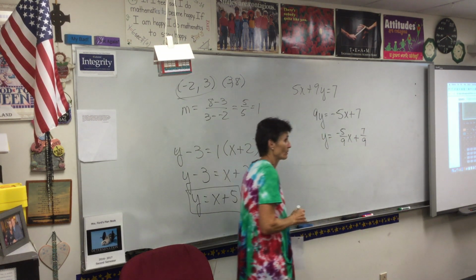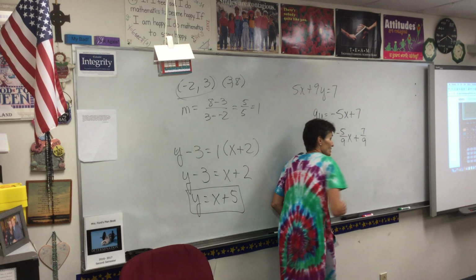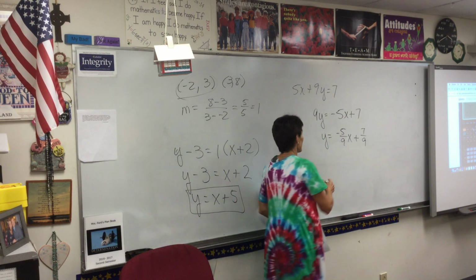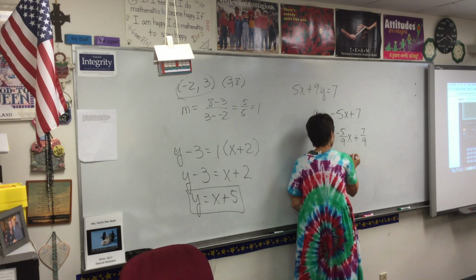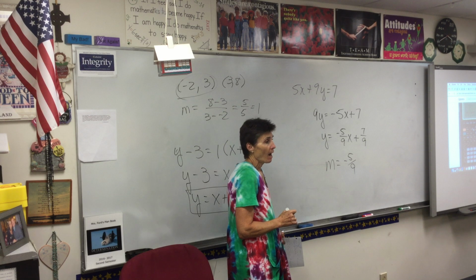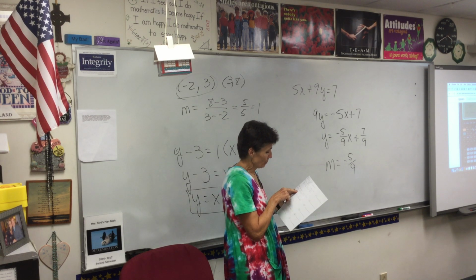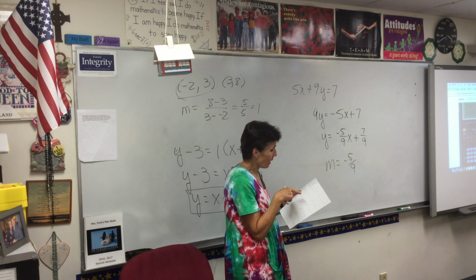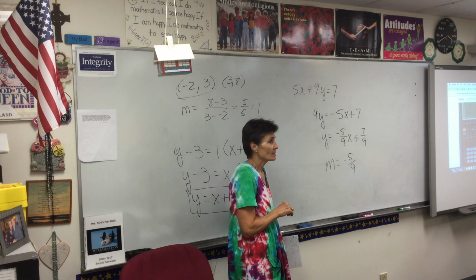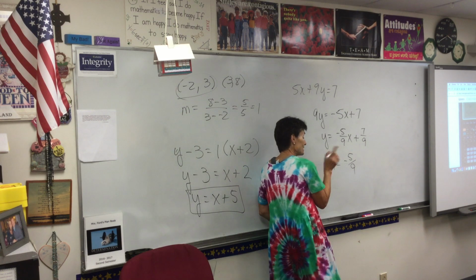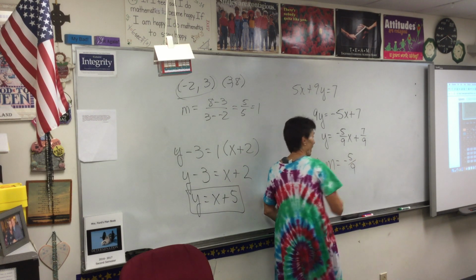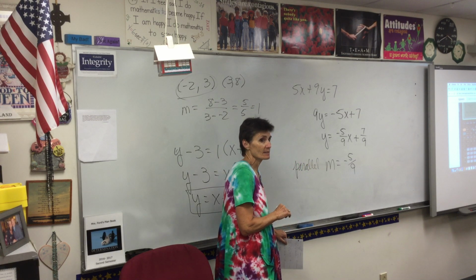Which of those two numbers, 5/9 or 7/9, is the slope? The negative 5/9. So the slope of this line is negative 5/9. I'm supposed to tell you, or you're supposed to tell me, what the slope of a parallel line is going to be? Same thing. So since it says parallel, we're going to use the same slope that we got. So the answer is negative 5/9.